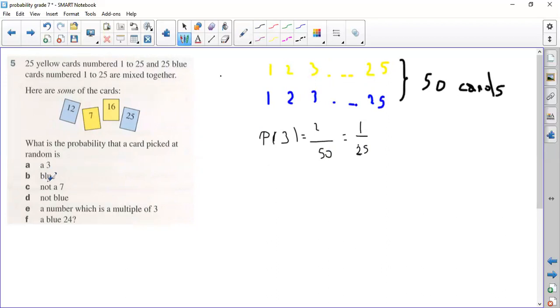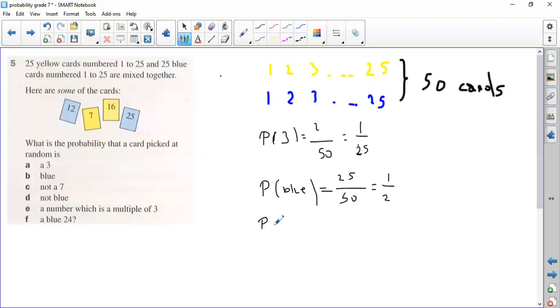Getting a blue card. In total we have how many blue cards? In total we have 25 blue cards. So 25 blue cards over 50, which is the total number of cards. If we simplify it, it will be 1/2. Not a 7. What is the probability for getting not a 7?